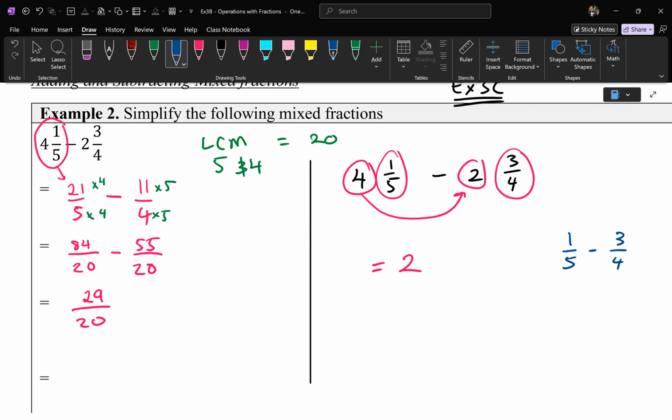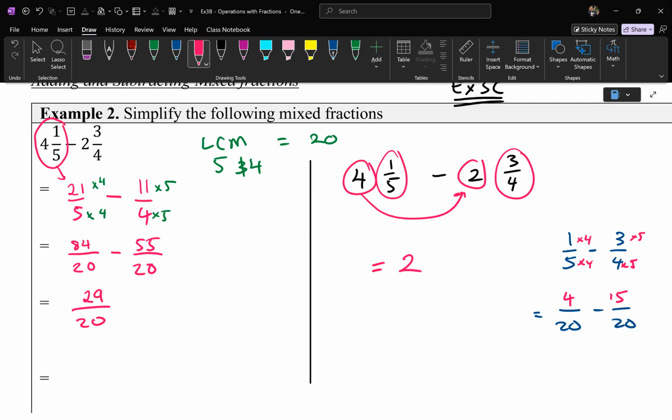Let's work that out. Same thing, lowest common multiple is 20. So I need in 20s. If I times the bottom by 4, I have to times the top by 4. So this gives me now 4. I have to times this by 5 to make it 20. So I times the top by 5. That gives me 15.